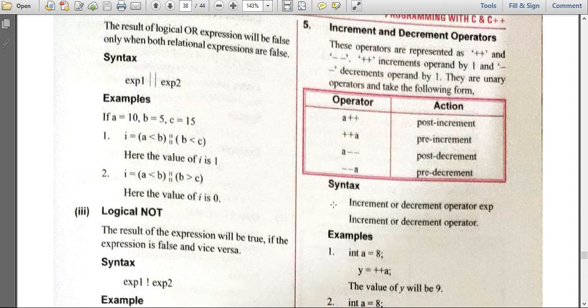The name itself describes when it has to increment the value. Pre-increment, first it has to increment the value. Post-increment, after the operation it has to increment. So that is the basic difference between these. Here he has given examples, so go through the examples, and if you have any doubt you can ask me after the class.